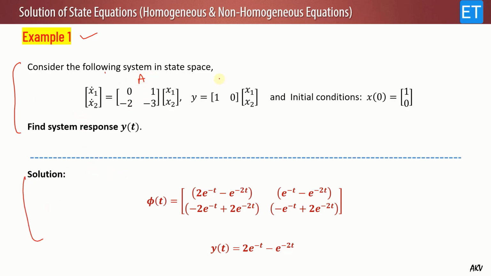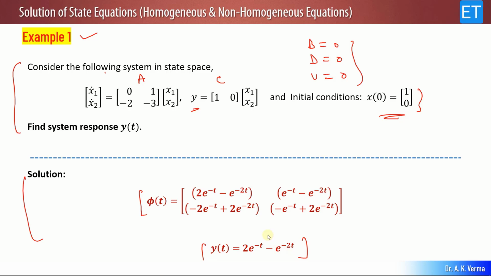This is my matrix A, this is my matrix C, and the initial conditions are given. Matrix B is 0 because it's a homogeneous case, as there is no input. So B is 0, and D is also not in the system, input is 0. So these three matrices are 0. So output Y will be because of the initial conditions only, and as a solution you will get the following state transition matrix phi t and the corresponding output.